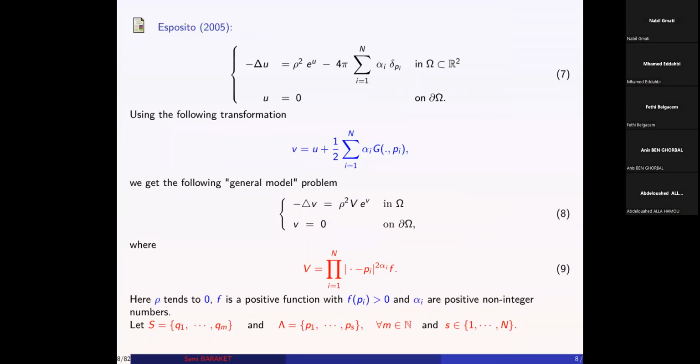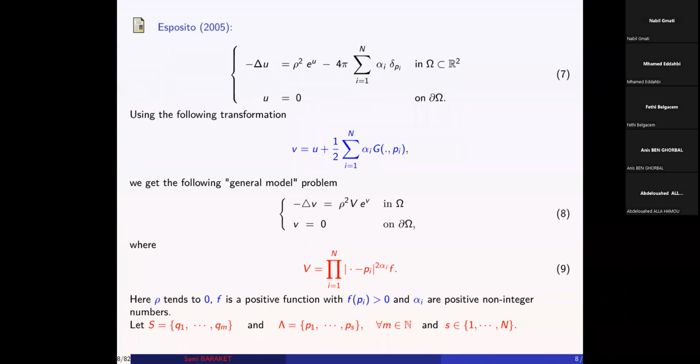Later, Esposito considered the same problem on omega in R2 by adding some Dirac masses given by 4 pi alpha_i delta_{p_i}. Using this transformation, we can write problem 7 as problem 8: minus Laplacian v equals rho square capital V exponential v on omega, v equals 0 on the boundary, where capital V is some potential which depends on the Dirac points p_i, i between 1 and N. And he gave some discussion about the intersection of the blow-up points and the Dirac masses.